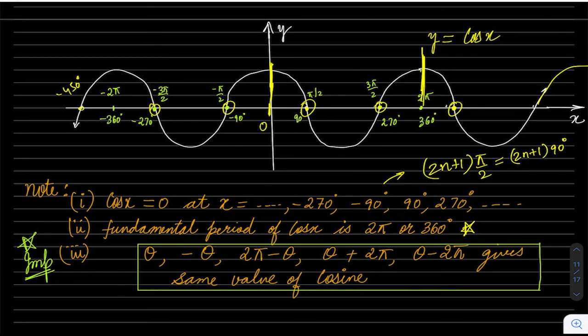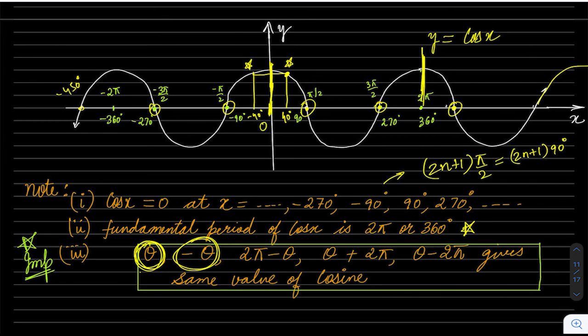Now this third part is very important. Which values will give you the same cosine value? If you have any angle theta, then minus theta will also give you the same value. As you can see, let's take some angle, let's say 40 degrees. So cos has this value. Now you can see it is symmetric with respect to the y-axis. So minus 40 will also give you the same value which it gives at 40 degrees. You can see it in the graph. So theta and minus theta will give you the same value.